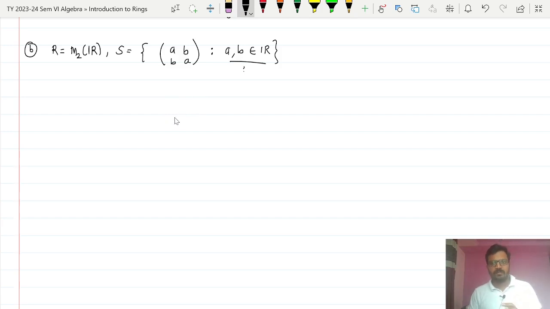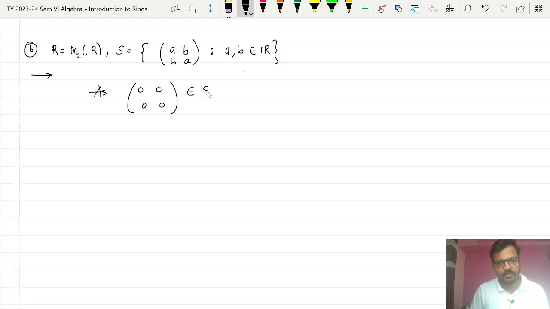So let us start by verifying the first property of non-emptiness. So why will this S be non-empty? As the matrix 0, 0, 0, 0 belongs to S, therefore S is non-empty. Now why does it belong to S? Again we can see that the diagonal elements are the same as well as the non-diagonal elements are the same, therefore it belongs to S and S is non-empty. Clearly this is a subset of R, no issues with that.